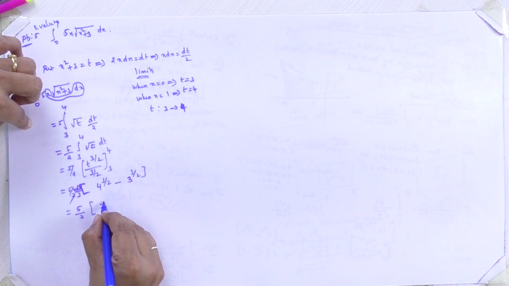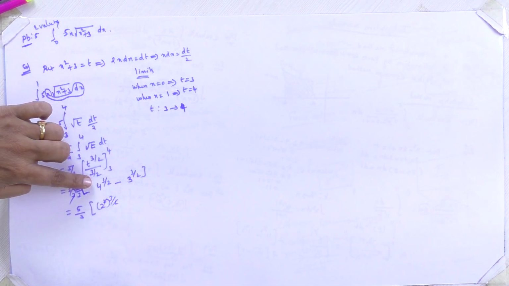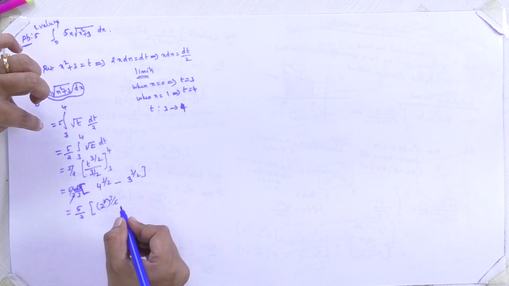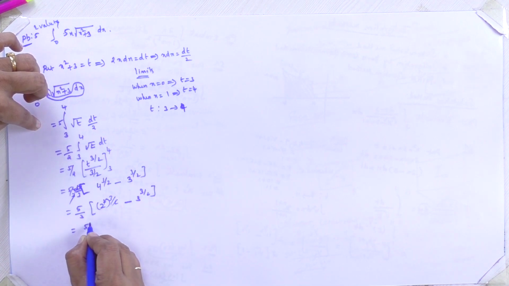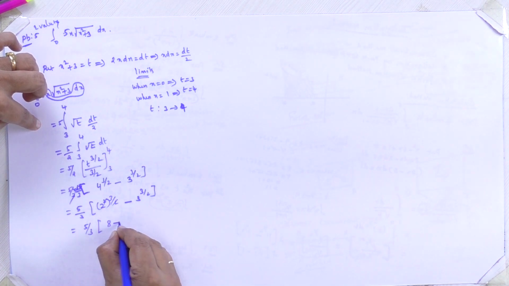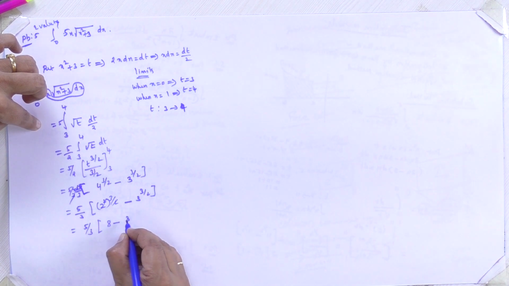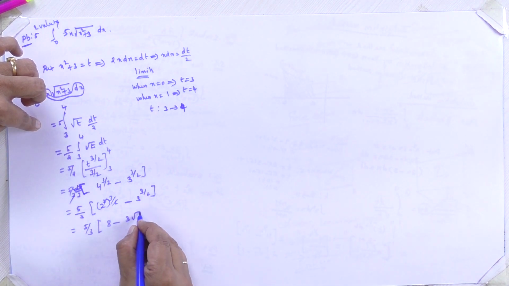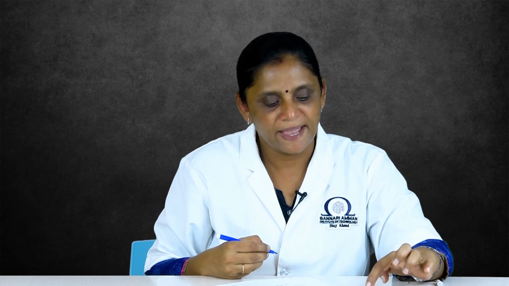This 4 can be written as 2 square power 3 by 2. This 2 is getting cancelled, right? Numerator and denominator getting cancelled. Minus 3 power 3 by 2. Or you can write it as 5 by 3 times of 2 cube. We are getting only 2 cube, that is 8, minus 3 power 3 by 2, which can be written as 3 into 3 power 1 by 2, that is 3 root 3. This is the solution for this problem having limits. This is a definite integral.